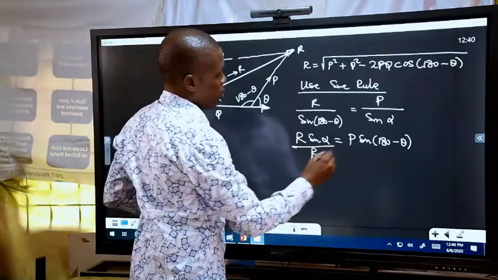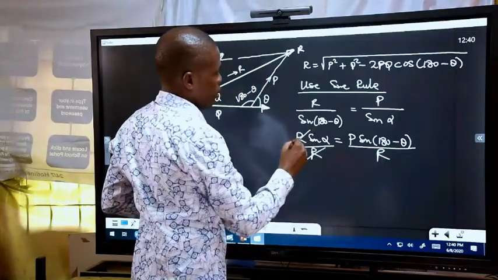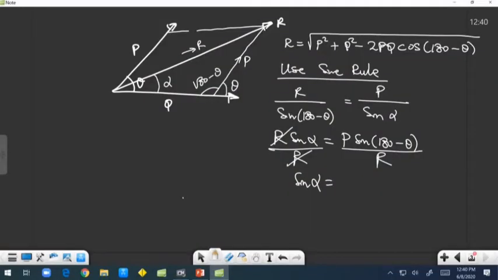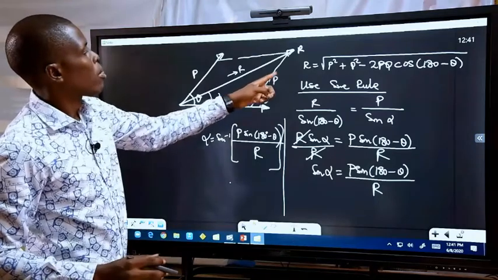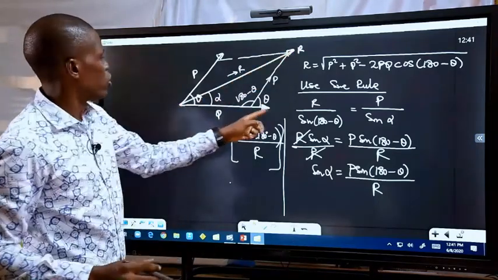Divide both sides by R. This cancels this. Sine alpha is equal to P sine(180 minus theta) divided by R. So alpha is equal to sine inverse of P sine(180 degrees minus theta), all divided by R. With this, you get alpha, the angle the resultant makes with the horizontal force Q.